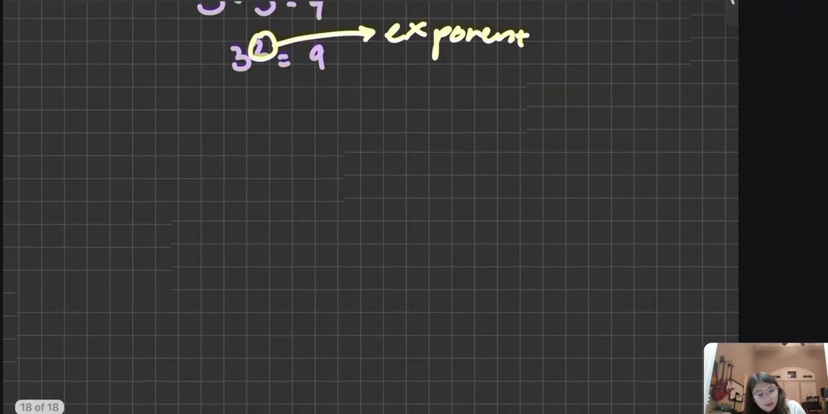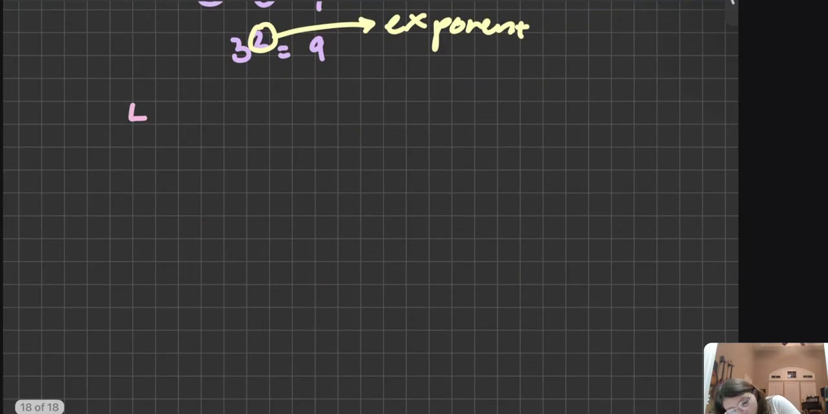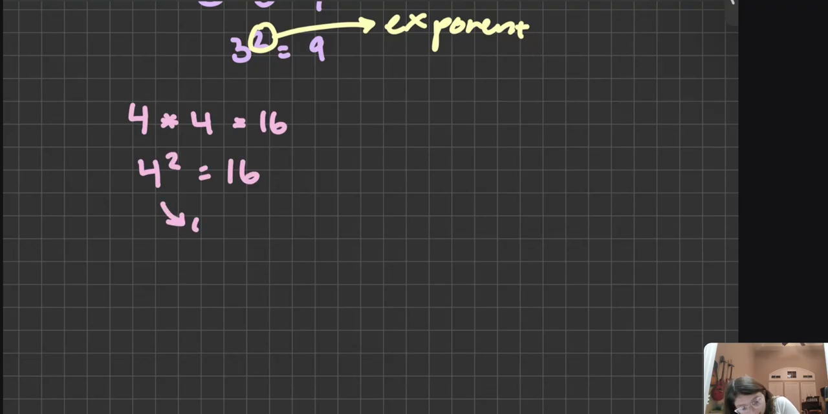So here, let me give you a few more examples. 4 times 4 is equal to 16, right? 4 squared is also equal to 16 because this is telling you to do 4 times 4. I'm going to give you one that I want you to try on your own, okay? So what is 5 squared? Let me give you a few seconds to pause the video.